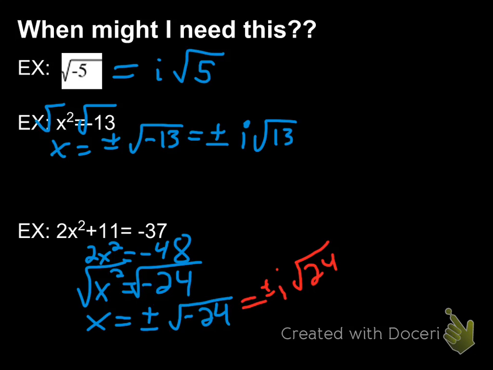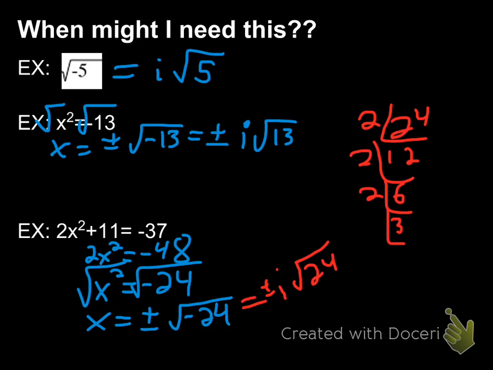Real quick, can we do anything with that 24? Yeah, you can simplify. Let's take a 2, 12, 2, 6, 2, 3, 3, 1. Circle my pairs. And so this is actually plus or minus i times 2. Yeah, right. 2i, the square root of whatever's left underneath, square root of 6.